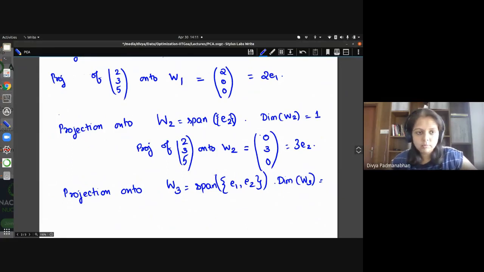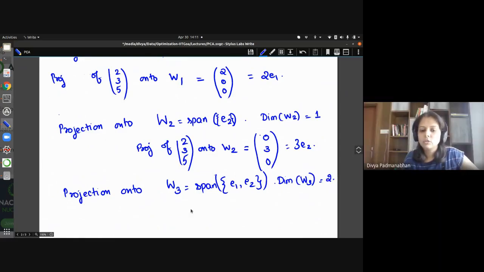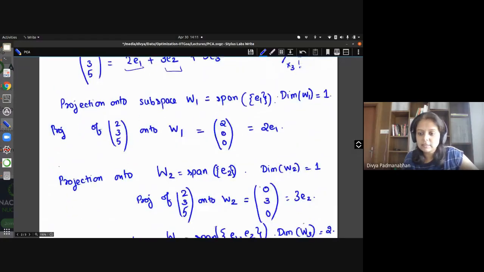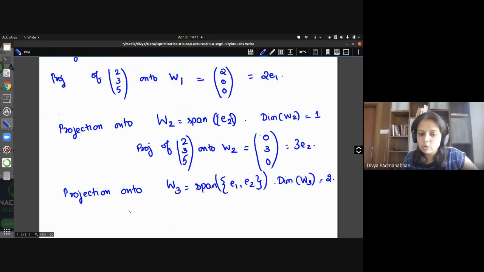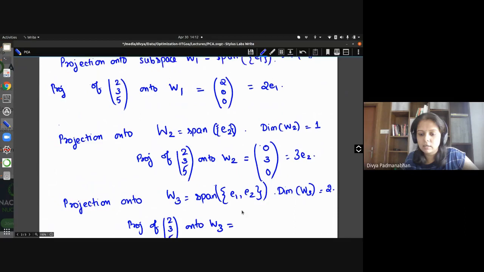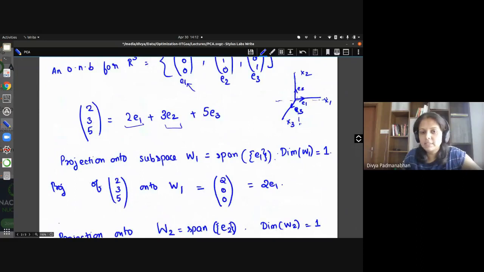Are you all with me? Yes, ma'am. Dimension of W3, ma'am, right? Yes. It would be 2. It's 2, right? So all these are smaller dimensional subspaces, and the projection of 2 3 5 onto W3 is the nearest vector in this x1, x2 plane, right?